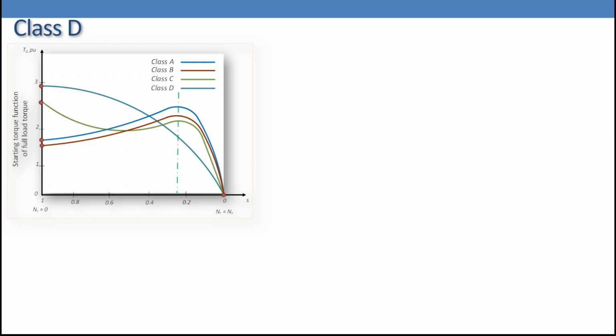What about Class D? Class D, as you can see here in this figure, we have the light blue curve, or the pink one. So we have maximum torque at starting, and all of this region is a stable region because the maximum torque is the starting torque in this case.